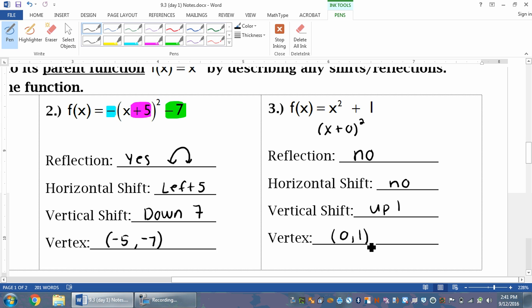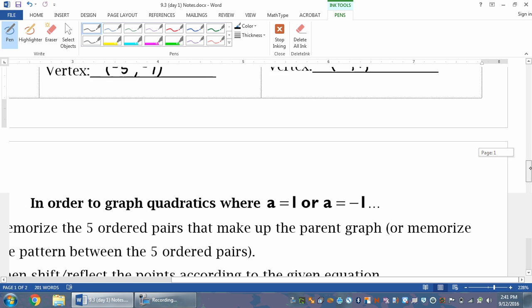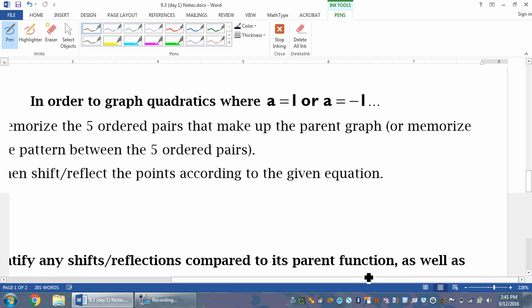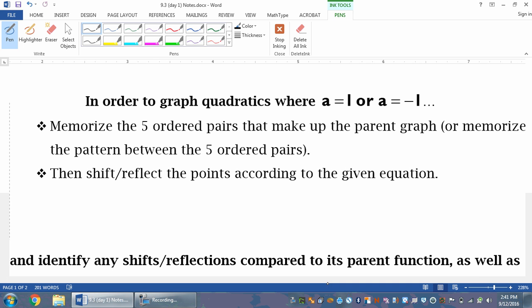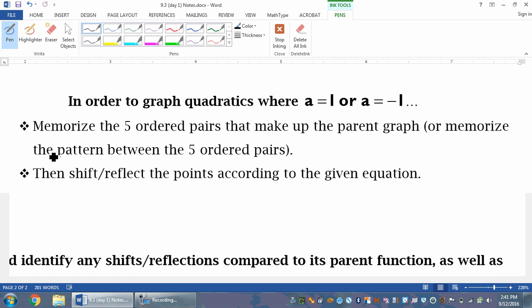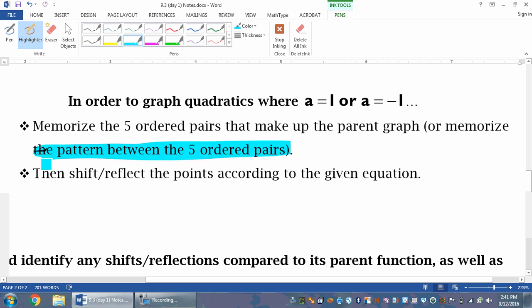What's my vertex? 0, 1. All right, let's go ahead and flip pages. Now, this is what I was talking about. In order to graph the quadratic where a equals 1 and negative 1, you're going to have to memorize the 5 ordered pairs or memorize the patterns. That's what I was talking about earlier. I think the easiest thing is to memorize the pattern. And then shift or reflect the points of the pattern given the equation.